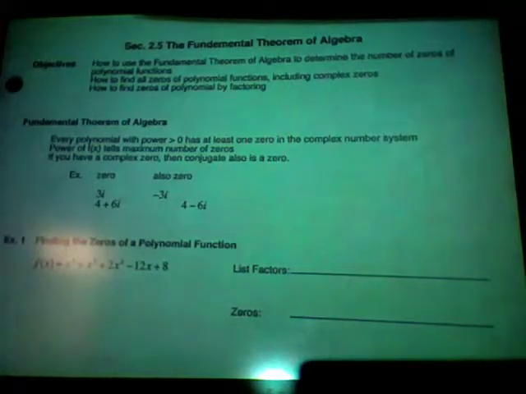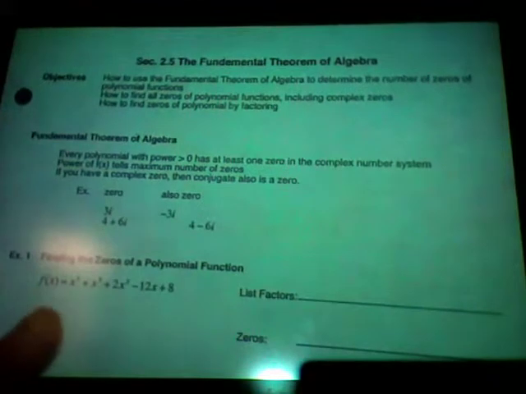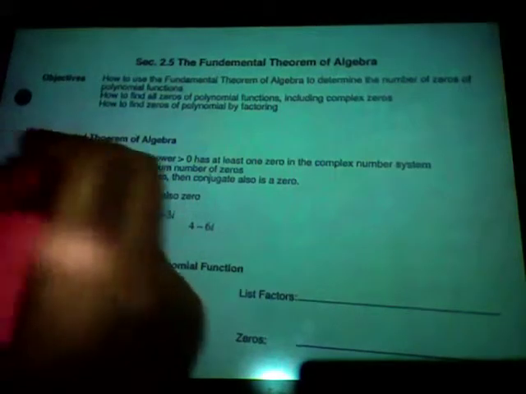All right, so 2-5. We're going to use the fundamental theorem of algebra. Doesn't that sound awfully official? No. Here it is, labeled right here for you. Oh, where's my highlighter? There we go. So here's what your fundamental theorem of algebra is.